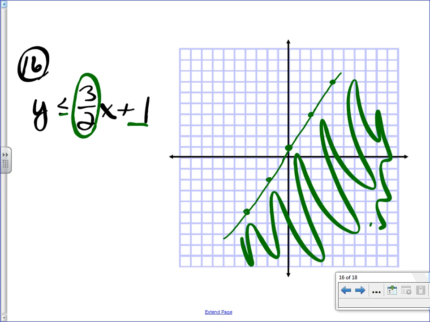Can you put the symbol? I'll do that in a little bit. Yeah.